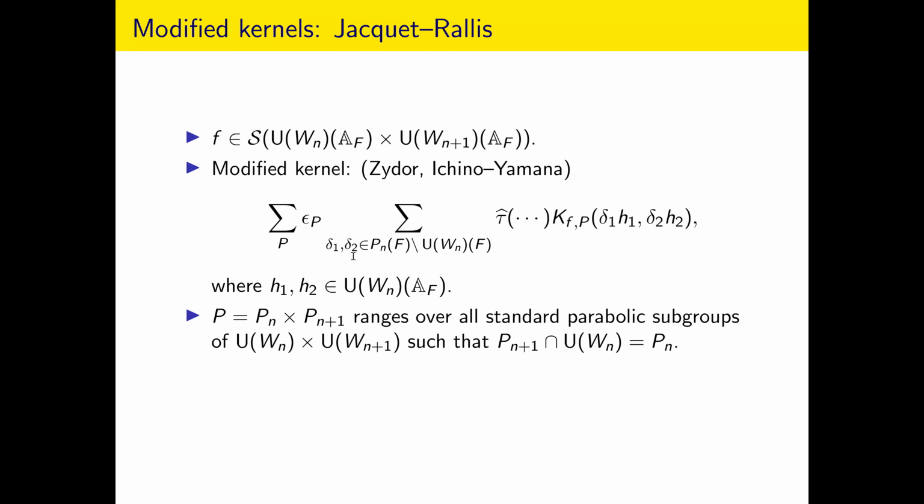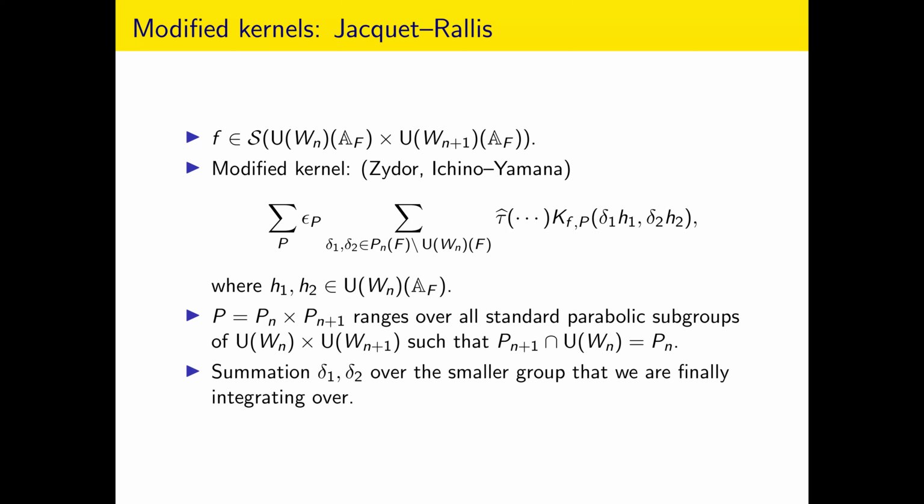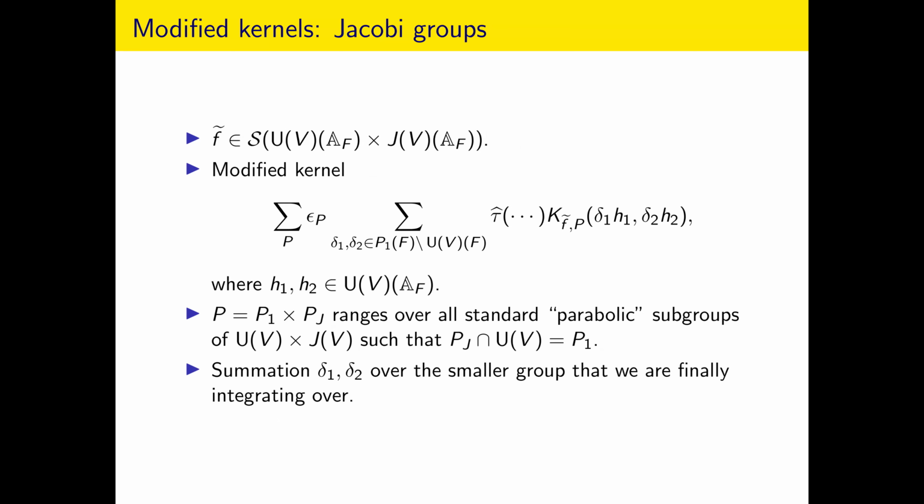Here I will emphasize the use of the parabolic subgroups. Because we're considering the kernels on the product of two groups, the parabolic subgroups that we're using are products of parabolic subgroups Pn and Pn plus 1. They range over all standard parabolic subgroups. You fix the notion of standard in some way, such that the intersection of the bigger one with the small group is the smaller parabolic subgroup. This is the parabolic subgroup that we're using. So the summation is over the smaller group. That's well understood. So this is the modified kernel of Jacquet and Rallis. Okay, now we make some slight modifications, so we end up with our modified kernel.